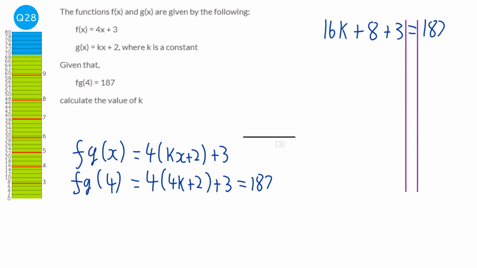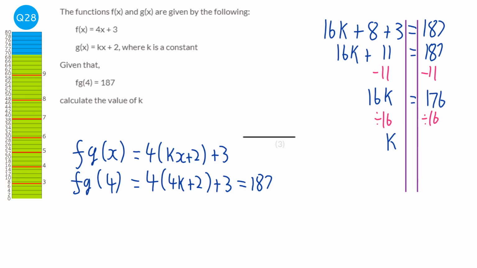Okay, so first thing we're going to do is, well, we can add the 8 and the 3 actually while we're here. So 16k plus 11 equals 187. So we're going to take away that 11 from both sides. So we've got 16k equals 176. And then we can divide by 16 both sides.